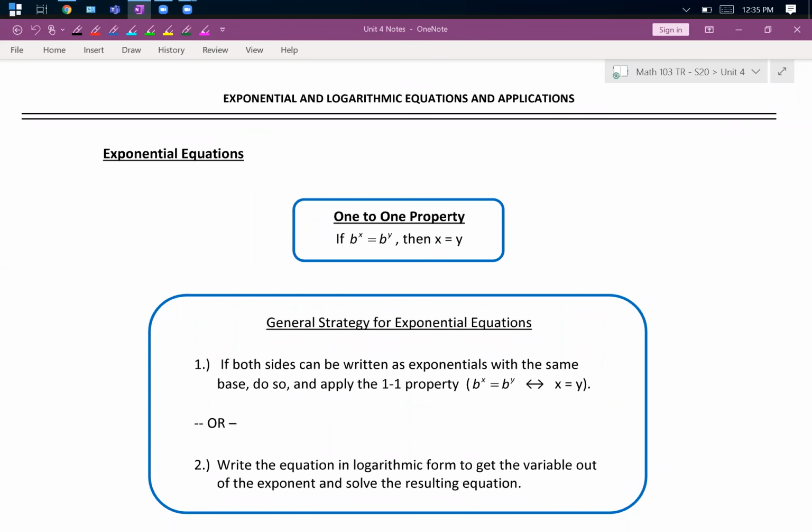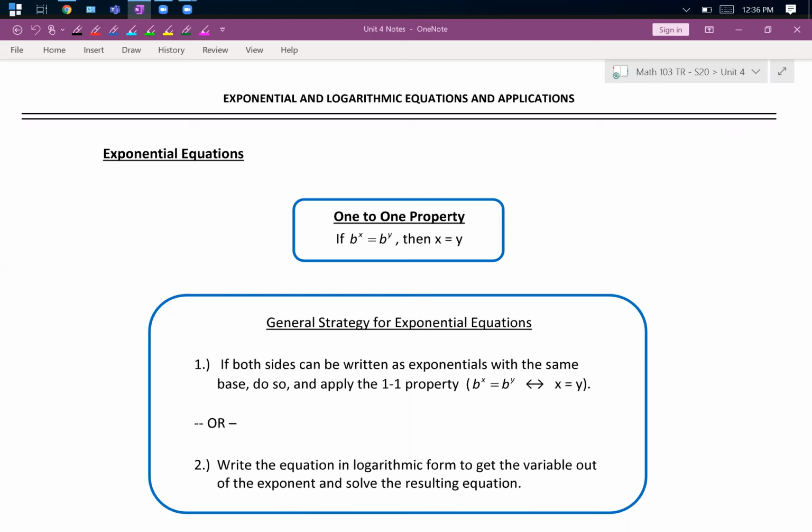We're going to start with exponential equations. I actually think that this is the more challenging of the two because there are more options on what an exponential equation could look like versus a logarithmic equation. I want to start by introducing the one-to-one property for exponential equations.